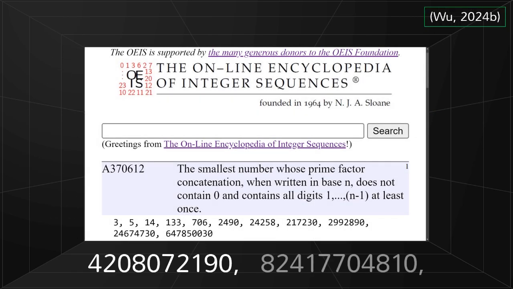Oh, I've also used this algorithm to calculate a few new terms of its sister sequence, A372612, which has a similar definition. Instead, though, every digit except 0 should appear in the prime factorization. It only requires modifying a linear requirement from at least 1 zero to at most 0 zeros.